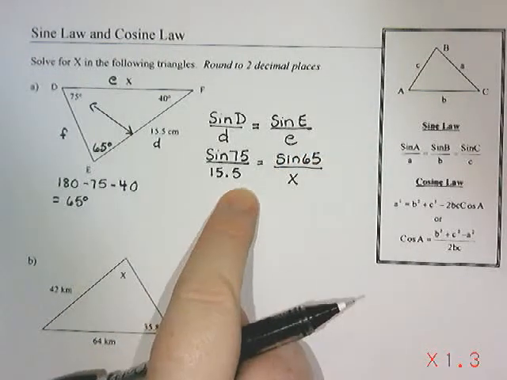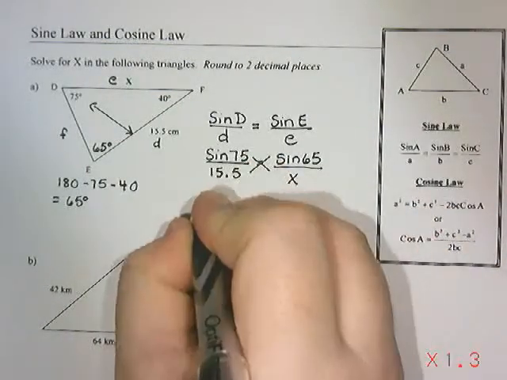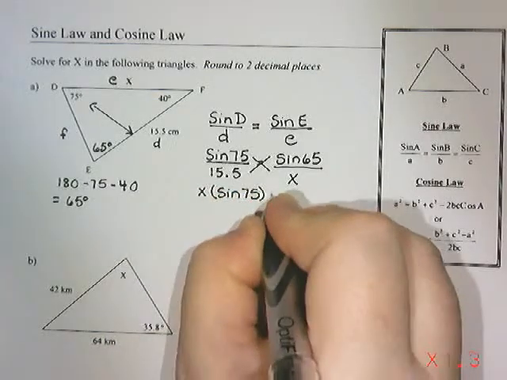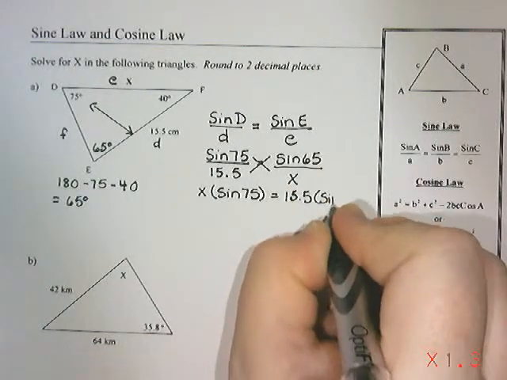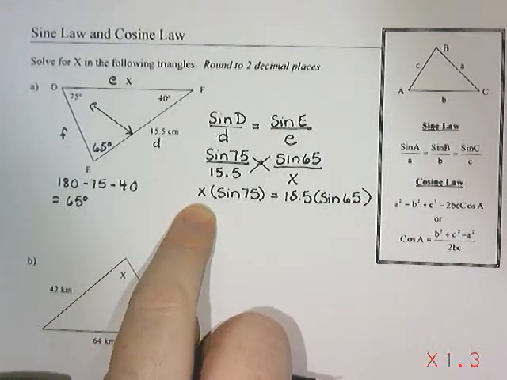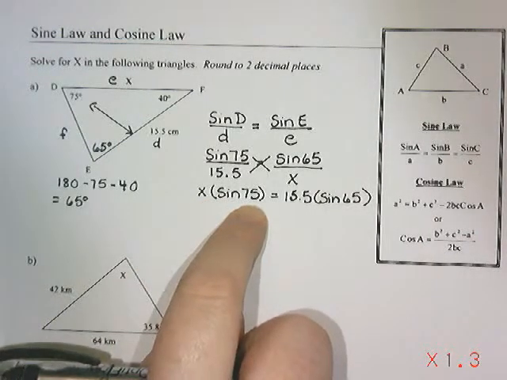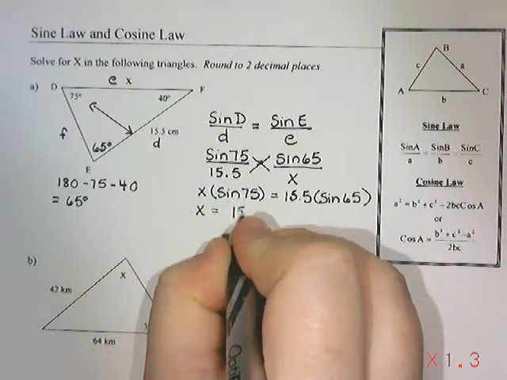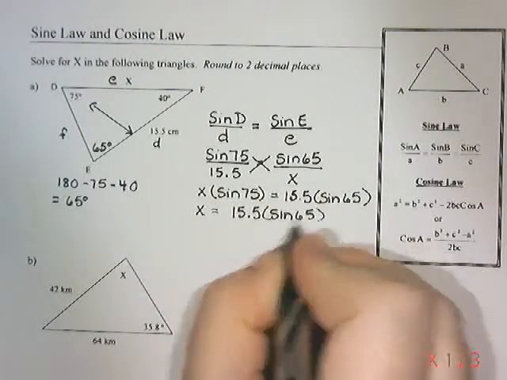From here, what we want to do is cross multiply to get rid of the denominators. So I'm going to do X times sine of 75 equals 15.5 times sine of 65. Now, I would like to isolate for X, which means to get it all by itself. Right now, we are multiplying X times sine 75, so we're going to take that to the other side and divide. So I have 15.5 times sine 65 divided by sine of 75.